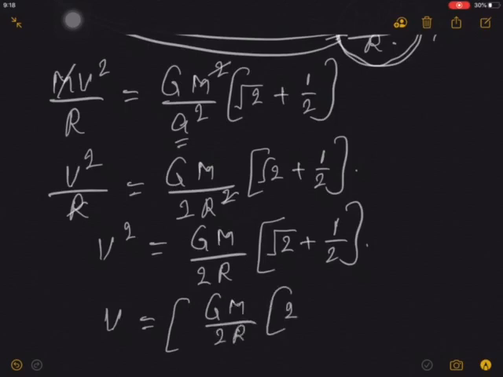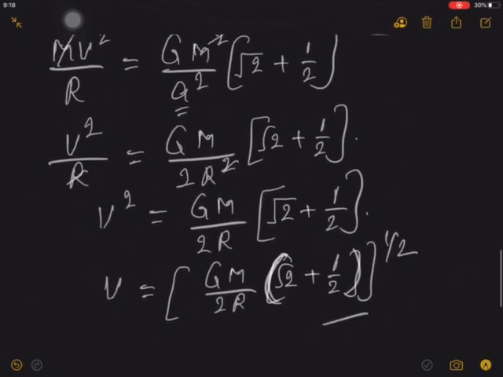This V is equal to (GM by 2r (root 2 plus 1 by 2)) whole power 1 by 2. This will be the answer of this question.